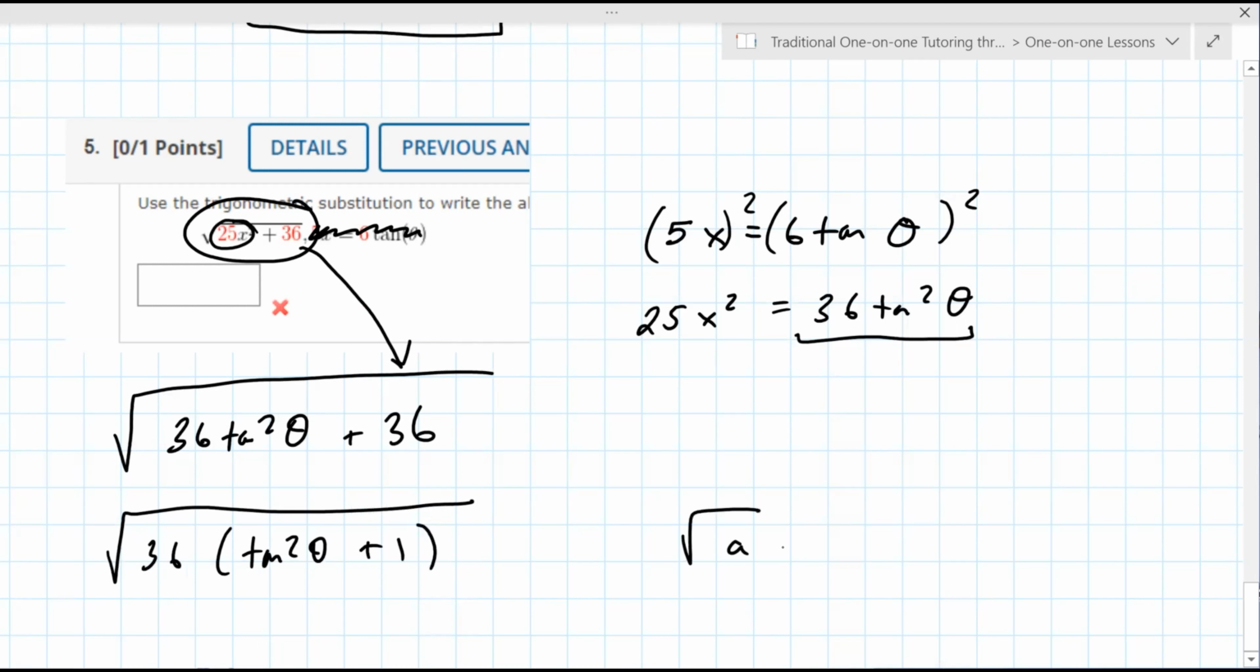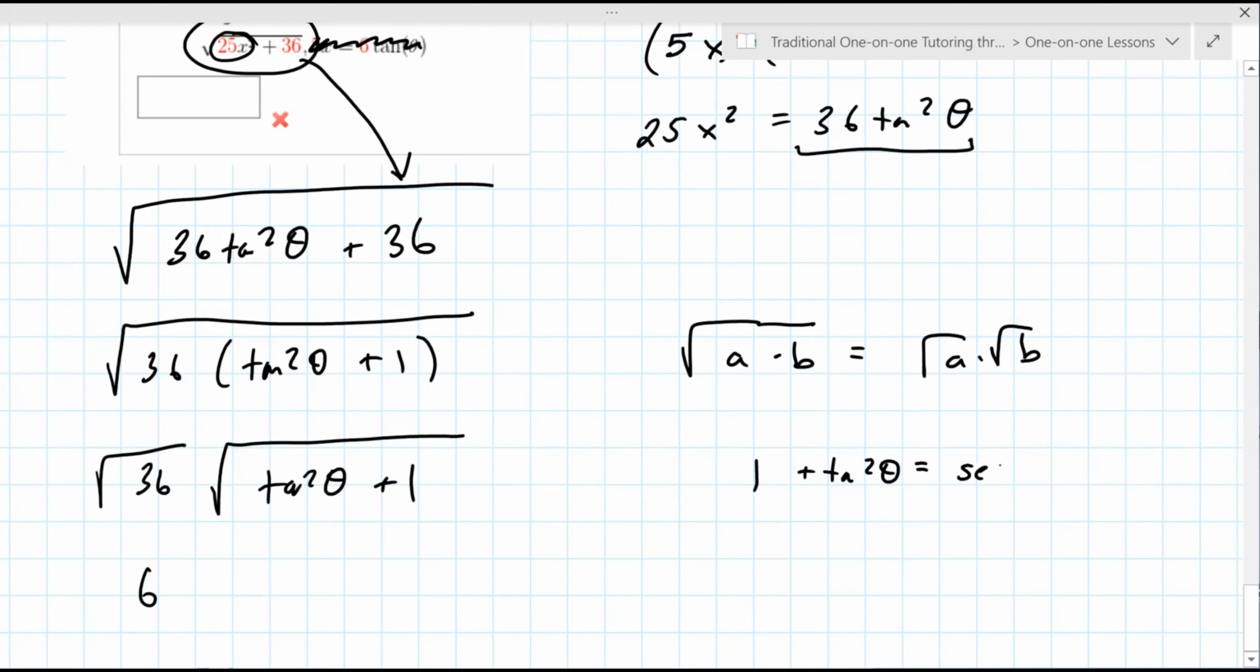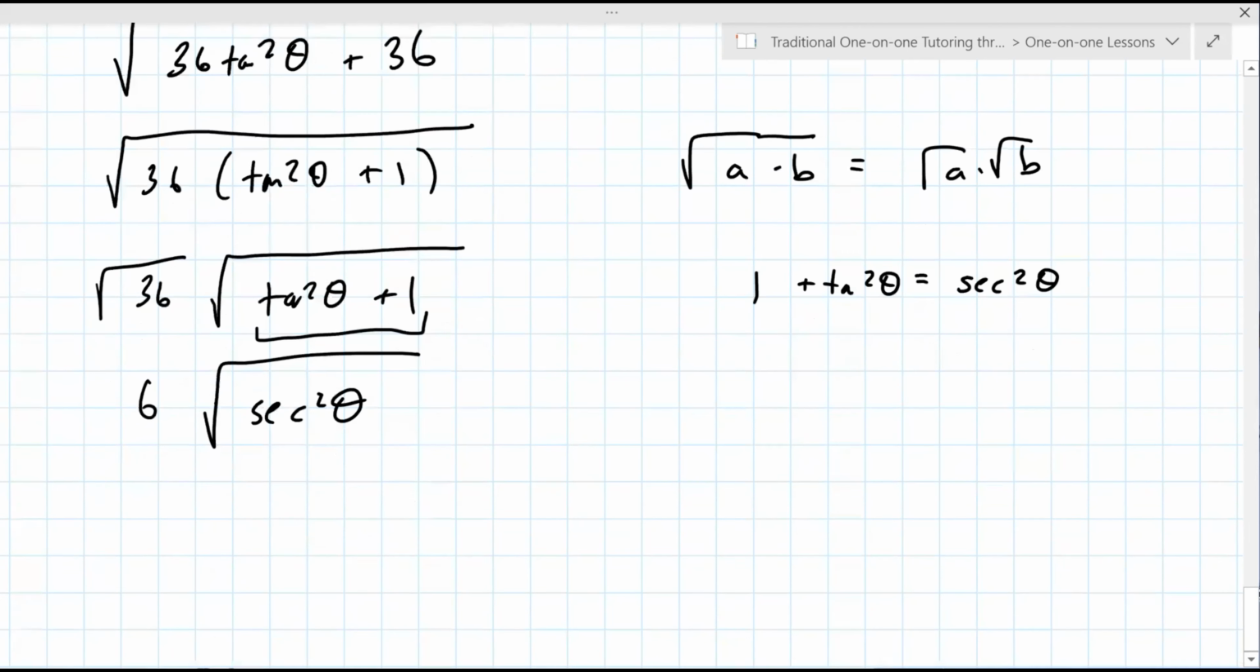Off to the side here, remember that square root of a times b is the same as square root of a times the square root of b, which means that this becomes the square root of 36 times the square root of tangent squared theta plus 1. Square root of 36 is 6. Tangent squared theta plus 1 is an identity. Remember that 1 plus tangent squared theta equals secant squared theta. So it becomes the square root of secant squared theta, and the square root undoes the square, so it becomes 6 secant theta.